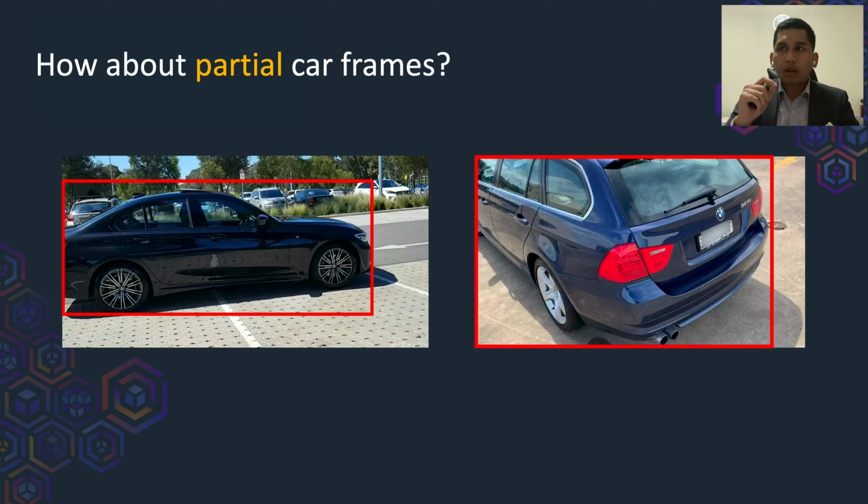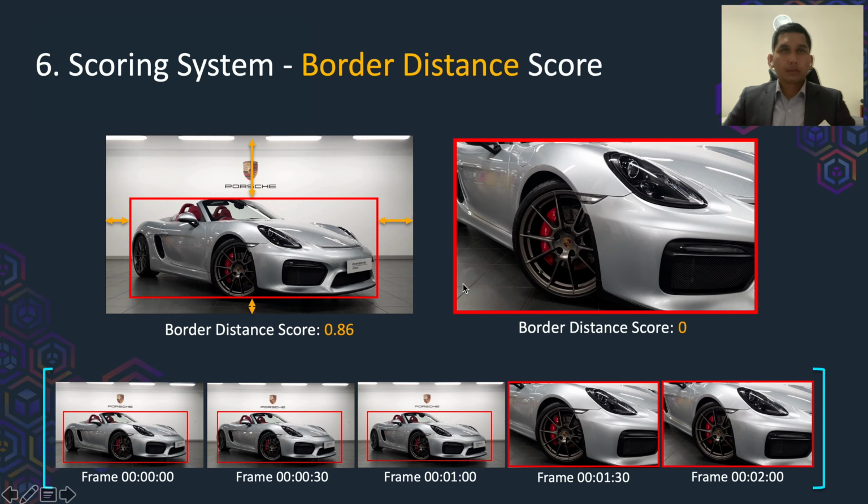Before I move on to how I solve this issue, I want you to look closely at these two images. Do they have any similarities? And guess what? To overcome this problem, I used another scoring method, which I call the border distance score. If you notice from this slide and the previous slide, in the frames that show only a partial part of the car, the bounding box is always touching the border. That's the reason why I call this method the border distance score. It is a simple solution that solves the partial car frames.